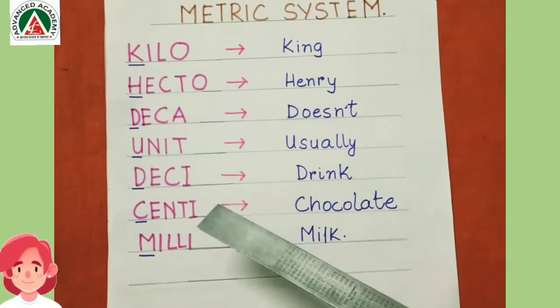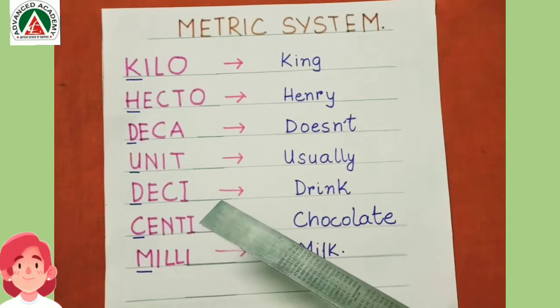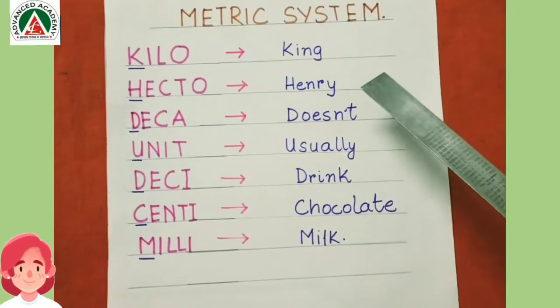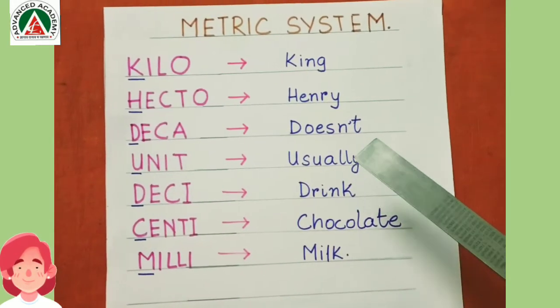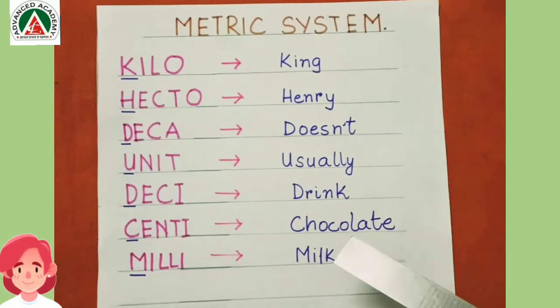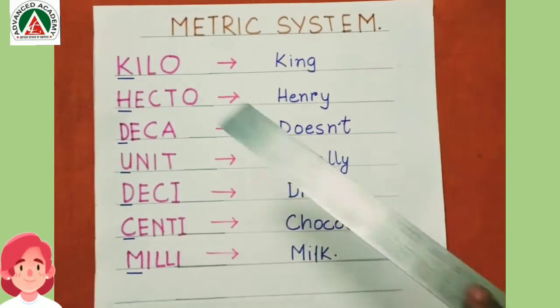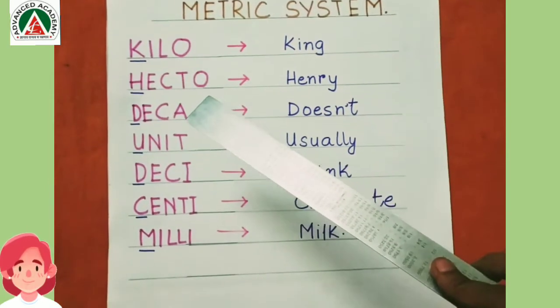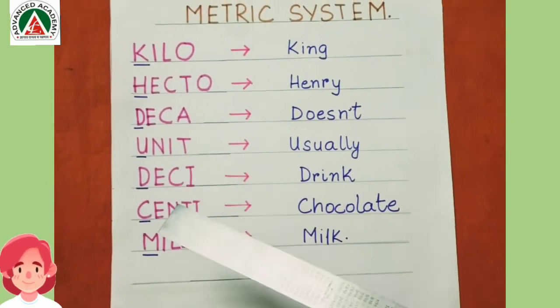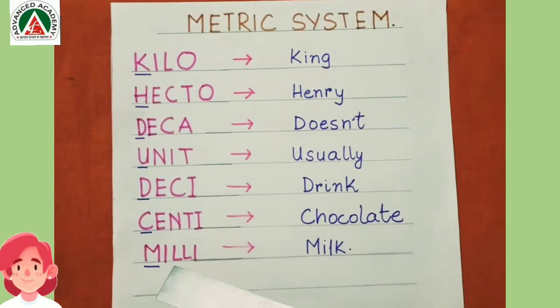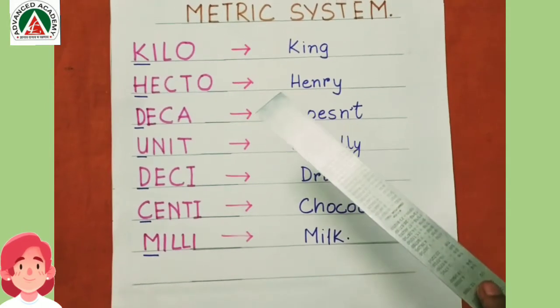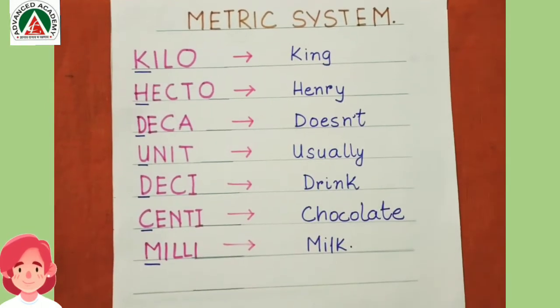To remember this, there is one easy trick. King Henry doesn't usually drink chocolate milk. The first letters are your kilo, hecto, deca, unit, deci, centi and milli. Isn't it easy for remembering?